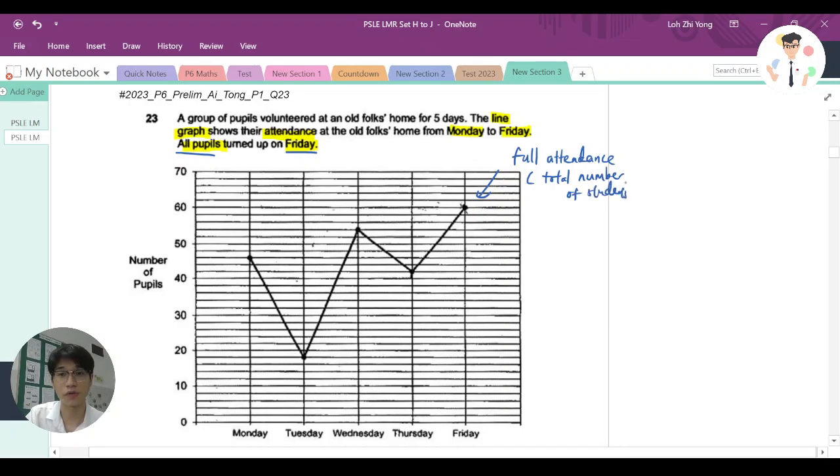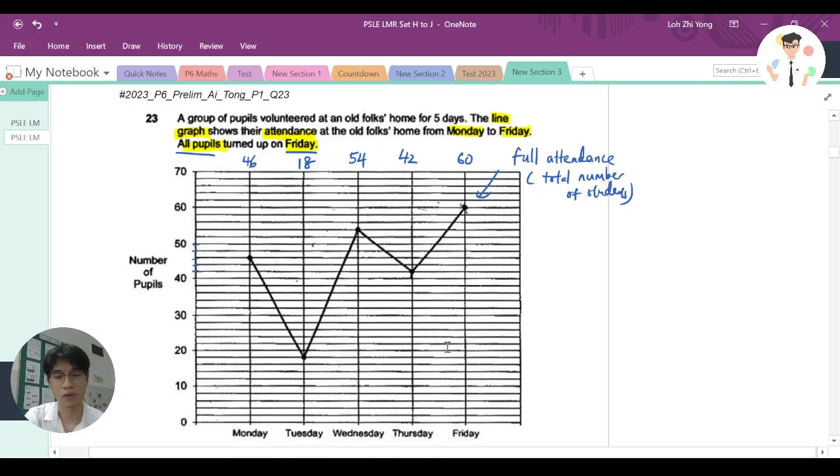Okay, and let's try to find out what is the value. So you can see 1, 2, 3, 4, 5. So 5 lines to reach up there, which means that each increased by 2. 42, 44, 46. So this is 46. Monday is 46. Tuesday is 1 unit down, 20, which is 18. Wednesday, so is 52, 54. The next one is 40, 1 unit up, 42. And the last one is 60 here. Okay, so I know the total number of students is 60.